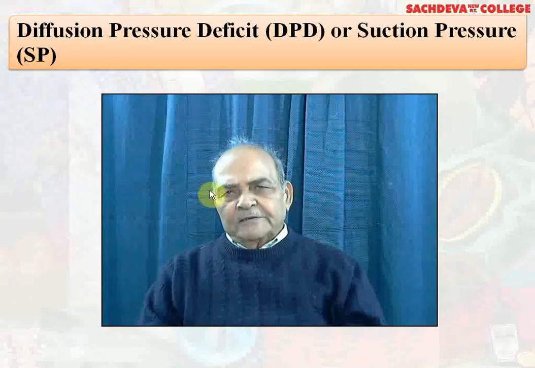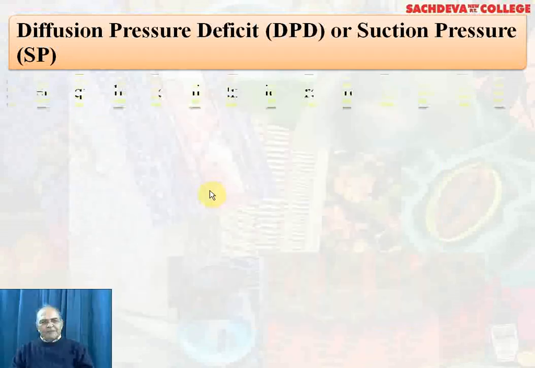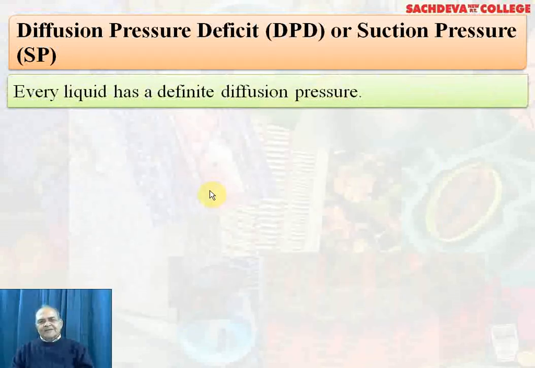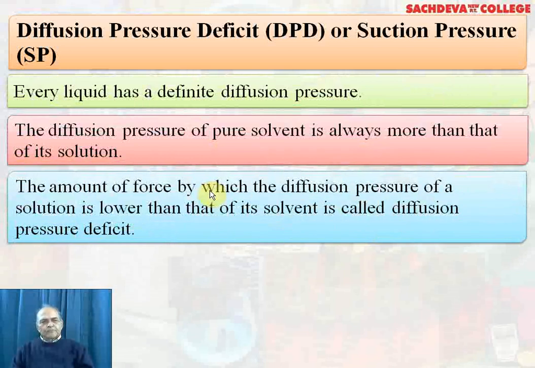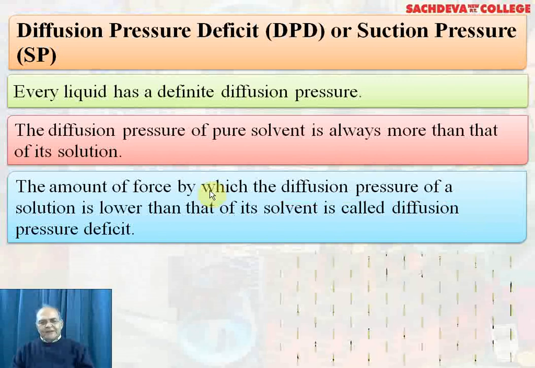Diffusion pressure deficit, in short, we call it DPD or suction pressure, that is SP. Every liquid has a definite diffusion pressure. The diffusion pressure of pure solvent is always more than that of its solution. The amount of force by which the diffusion pressure of a solution is lower than that of its solvent is called diffusion pressure deficit, or you can call it DPD.